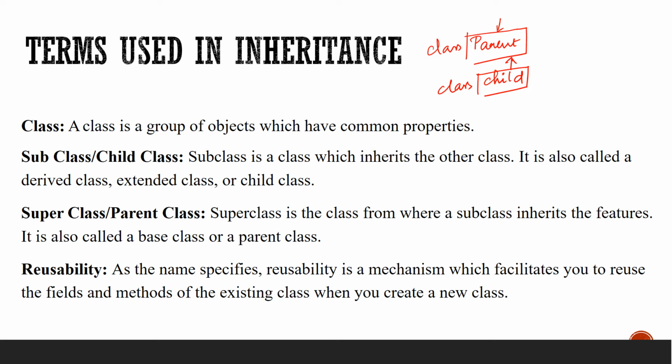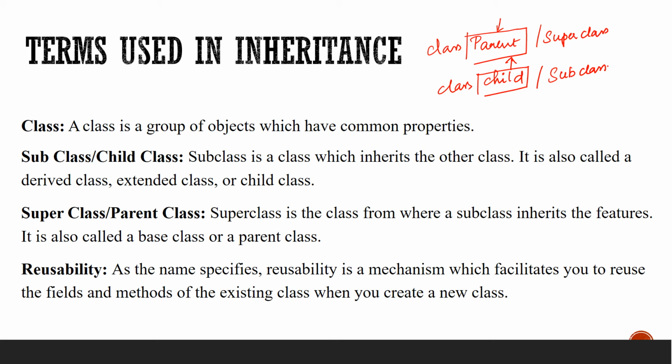In Java, you call the parent class the superclass and the child class the subclass. Usually, inheritance is a parent-child relationship, and in Java, you call the parent class the superclass and the child class the subclass. The parent class is the superclass from where a subclass inherits the features, and it is also called a base class or parent class. This I already explained to you.